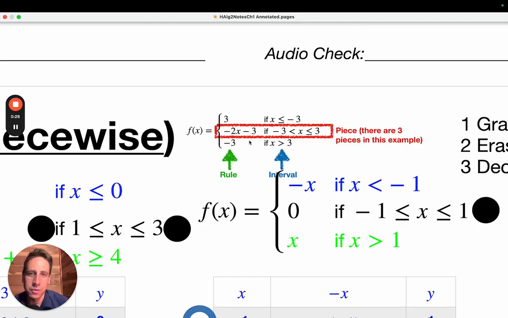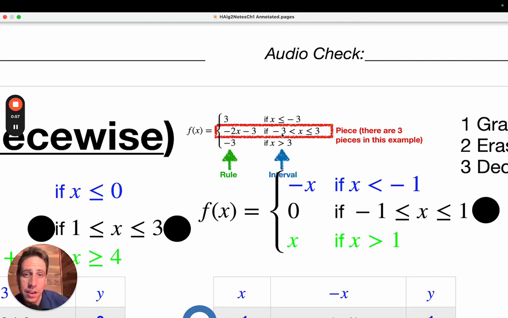There are two different parts to each piece: the rule over here, and the interval over here. The rule is how you calculate the y value, given any particular x value, very much like you've always graphed. Most functions have just one rule, and you take the x value and use the rule to calculate the y value.